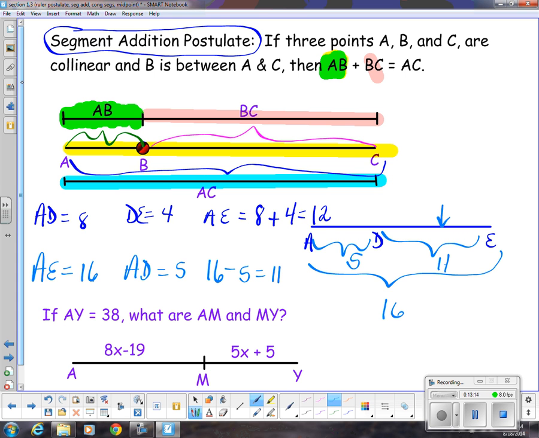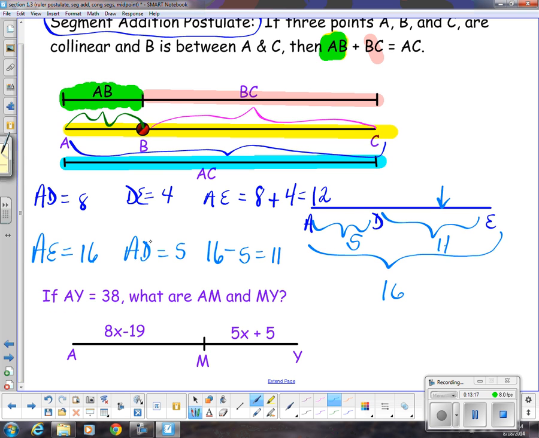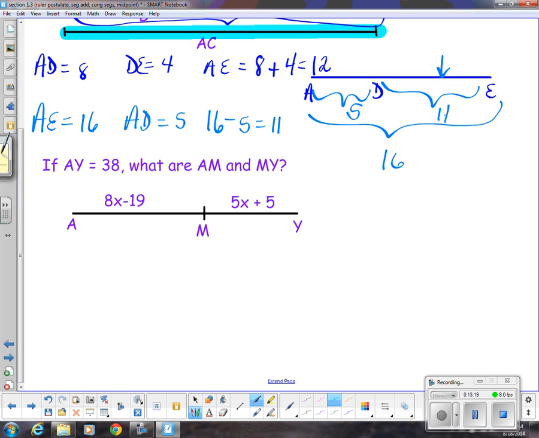Now, that's good, and you need to be able to work with it at that level, but this is much more fun. Whenever I can connect geometry to algebra, I will. So here we have it. They're telling us the distance from A all the way over to Y is 38 units. They've told us that the distance from A to M happens to be the expression 8x minus 19. The distance from M to Y is the expression 5x plus 5.